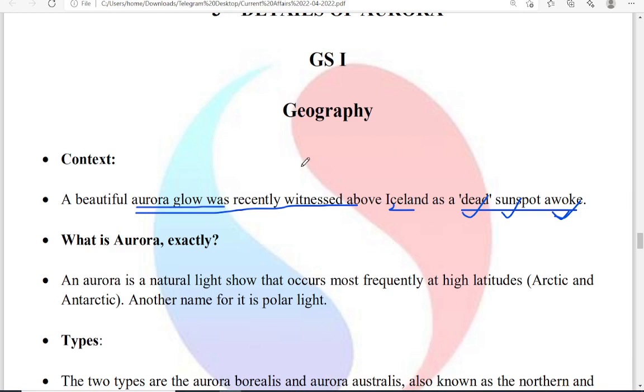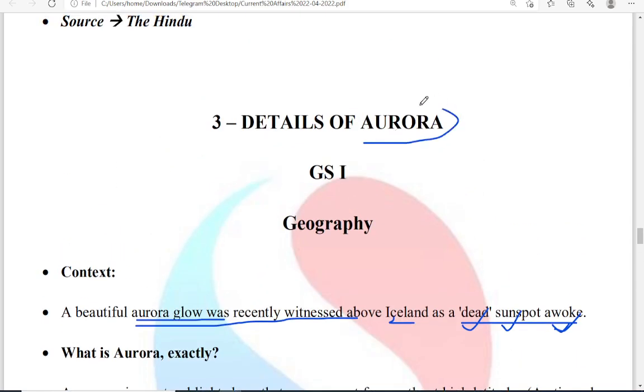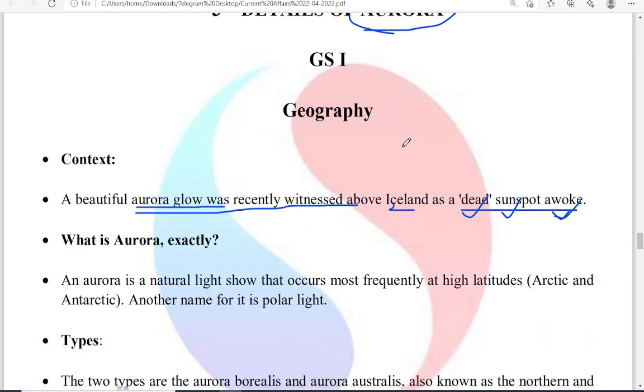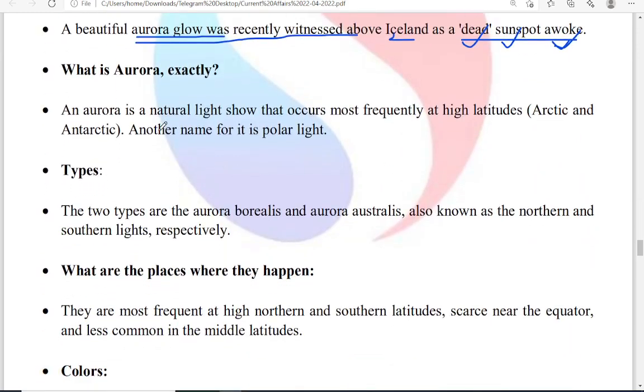So, what is this aurora? It is basically a geographical concept. Aurora is nothing but a natural light show, a multiple color light show, a beautiful light show. Very beautiful, a feast to the eyes. They occur most frequently in the high latitudes, mostly in the Arctic and Antarctic. Even in the middle latitudes they occur, but very rarely. At the equator they are almost absent.